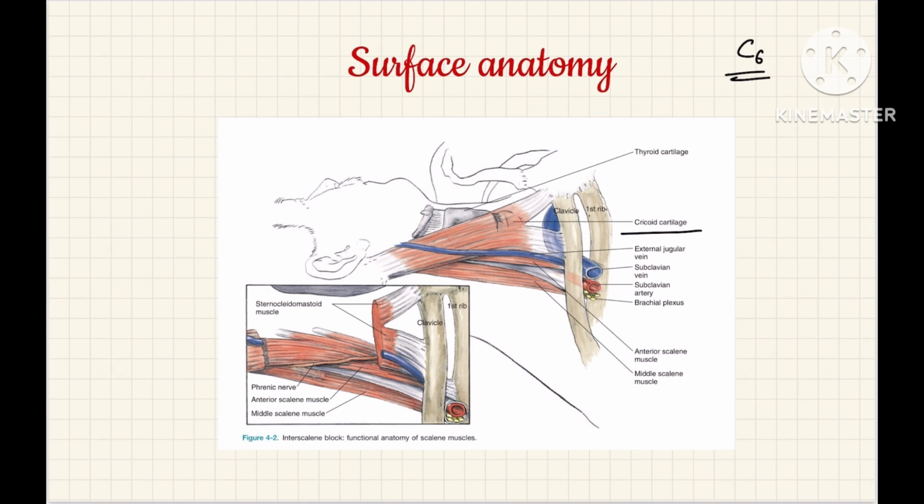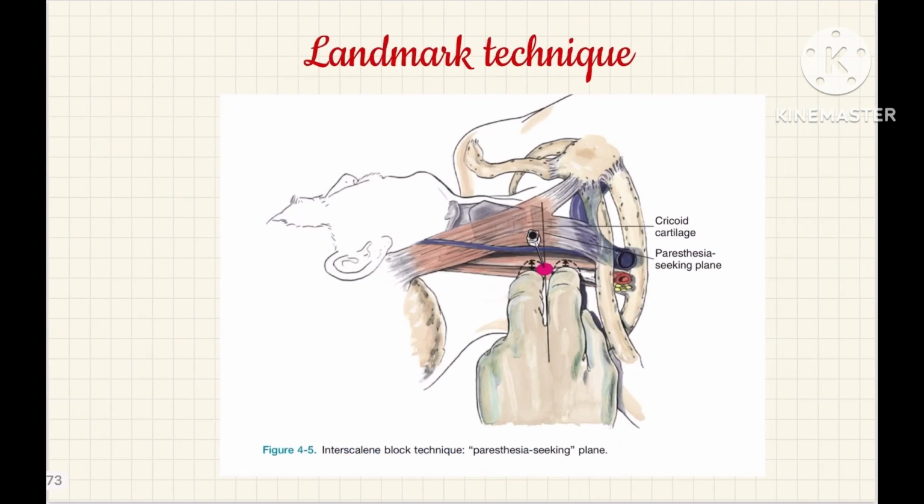Now, when we want to give this block through the landmark technique, we identify the interscalene groove and palpate it with our two fingers, and place the needle in the interscalene groove in a caudal and posterior direction. We ask the patient if they can perceive any paresthesias, and once the patient complains of paresthesias, we give the drug there. If paresthesias are not elicited immediately, we walk the needle in the same direction of insertion.